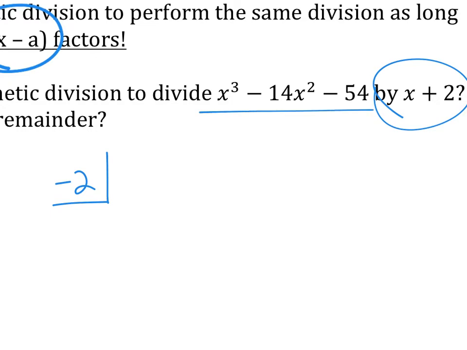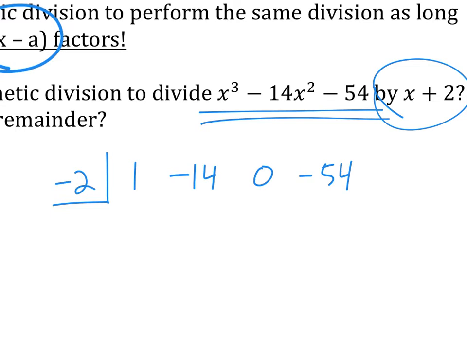And then you take this polynomial you're dividing. What you want to do is take just the coefficients, and you go in order. The highest is x cubed. What's the coefficient in front of x cubed? One. And then go down, x squared. What's the coefficient in front of x squared? Negative 14. What is the coefficient in front of x? Zero. There's no x, so it's just zero. And then the last is the constant, minus 54.